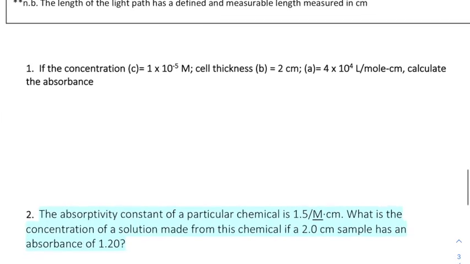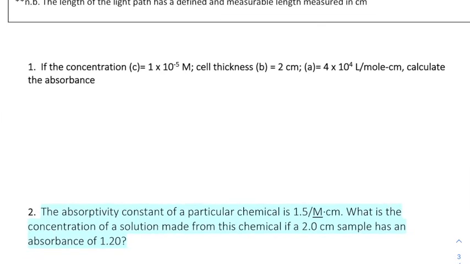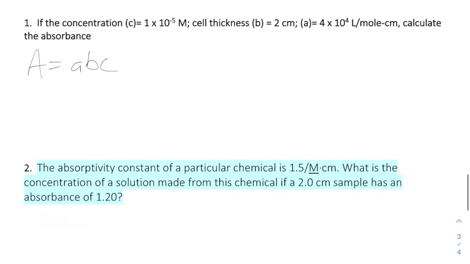Let's take a look at some problems with this equation. So our equation is just A is equal to ABC. So number one, they're going to give you everything you need here. There's 4 variables in this equation. They're going to have to give you 3 of them. So number one says the concentration of a particular substance is 1 times 10 to the negative 5th, okay? The cell thickness is 2 centimeters, and the extinction coefficient, the constant, is this number here.